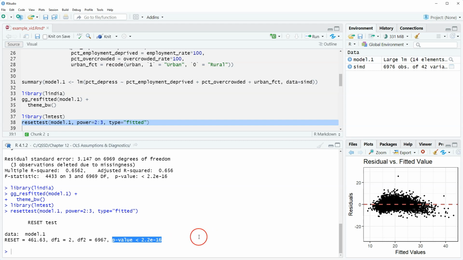So the null is that there's not a significant difference between here model 1, our original model, and then this version where we have the fitted squared and cubed versions of y-hat. So this is below 0.05, so we reject the null, and this other version is better. So what that says is that we have violated functional form, and we should see if we can fix this problem.